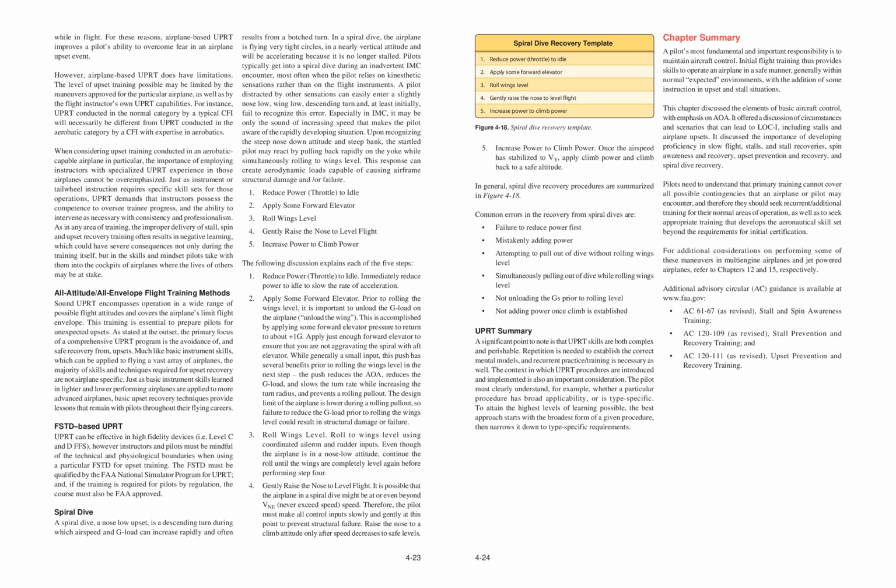Spiral dive. A spiral dive, a nose-low upset, is a descending turn during which airspeed and G-load can increase rapidly and often results from a botched turn. In a spiral dive, the airplane is flying very tight circles, in a nearly vertical attitude and will be accelerating because it is no longer stalled. Pilots typically get into a spiral dive during an inadvertent IMC encounter, most often when the pilot relies on kinesthetic sensations rather than on the flight instruments. A pilot distracted by other sensations can easily enter a slightly nose-low, wing-low, descending turn and, at least initially, fail to recognize this error.